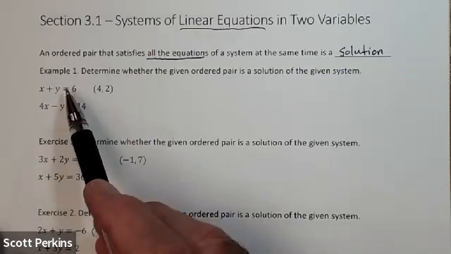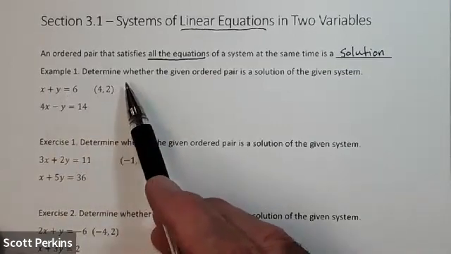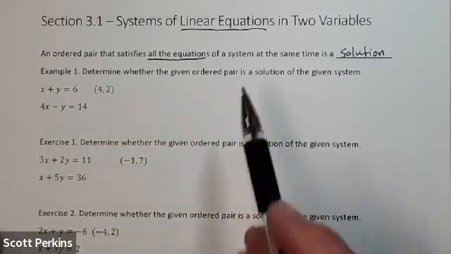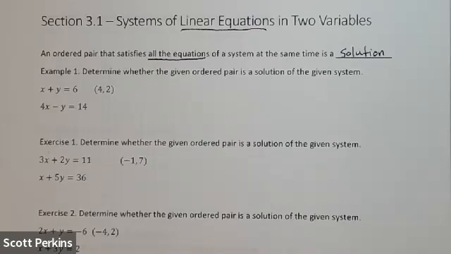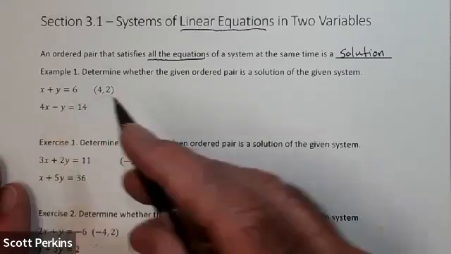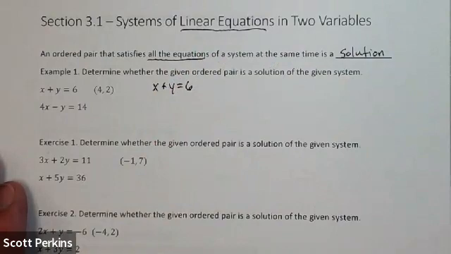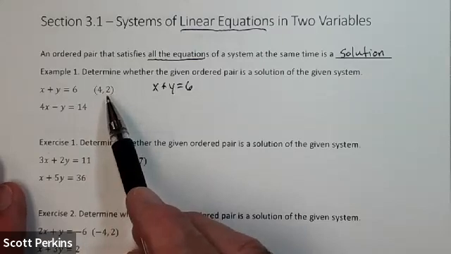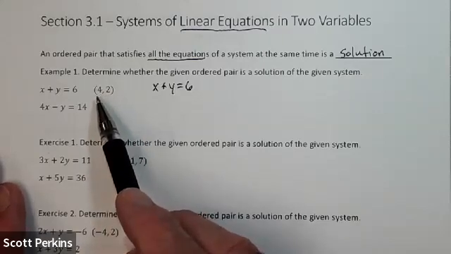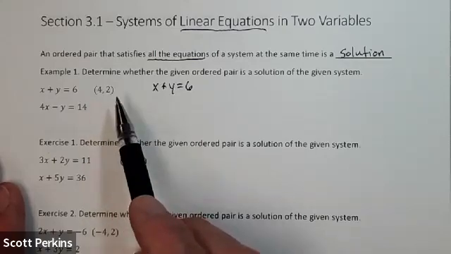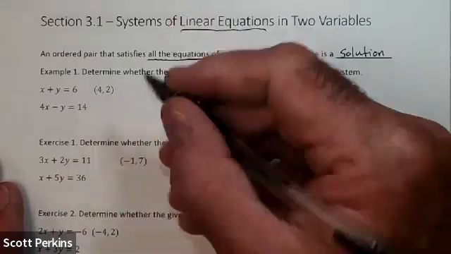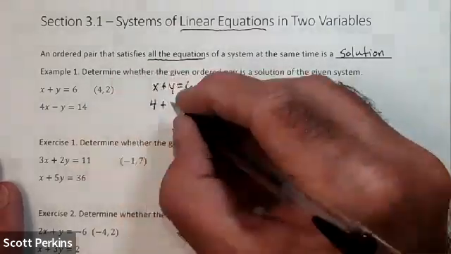So here we go. My first example says we're going to determine whether the given ordered pair is a solution to the given system. Just to remind you, if it's a solution, it satisfies both equations. So here we go, 4 and 2. The first equation is x plus y equals 6. I'm going to rewrite it over here so I have a little space to work. When I substitute, my ordered pair is 4 and 2. A point of review: what does the 4 represent? X. It's always x then y. That never changes. So I'm going to put 4 in for the x and 2 in for y.